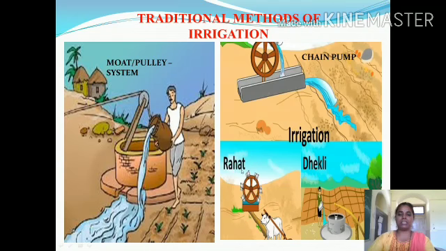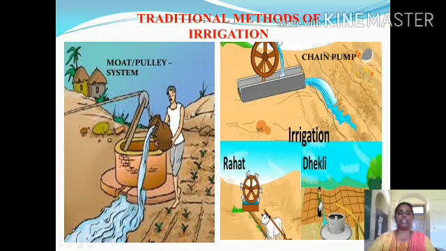Another method is Rahat and Dekli. In Rahat, a big wheel or a pulley is there to which the buckets are tied. As the cattle rotate these pulleys, these buckets come up with the water and then pour it out of the well into the field. In the Dekli method, this is like a seesaw. On one side it is tied with a bucket and the other side is pulled down so that this bucket becomes filled with the water, and then the farmer takes it away and pours it into the field.